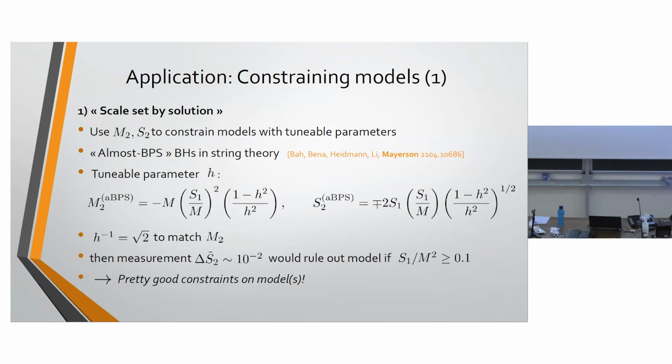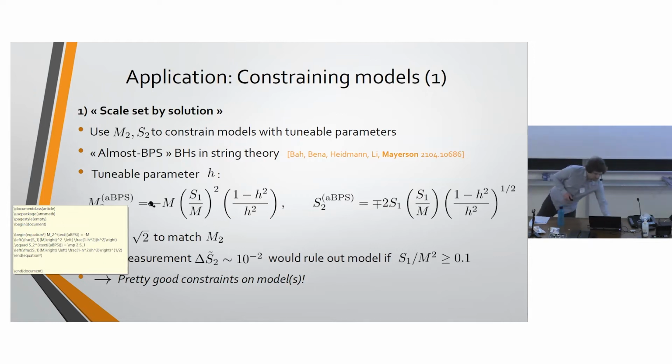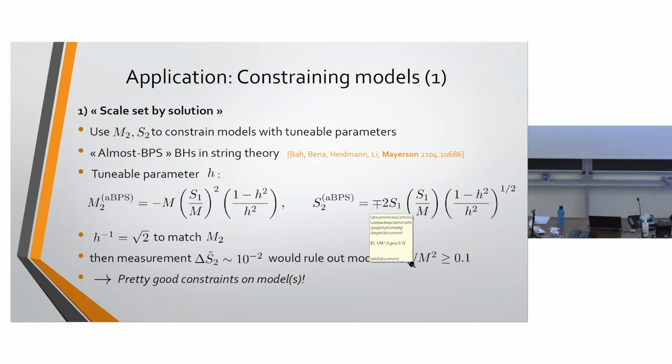To give you an order of magnitude estimate again of how well we can constrain these models. For example, we're going to use these almost BPS black holes that Josef and Ibu and Pierre and Yishuan and we did last year.